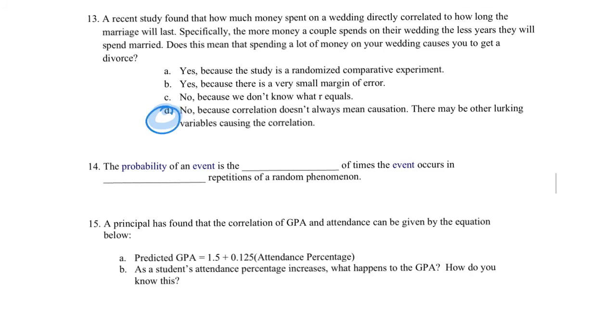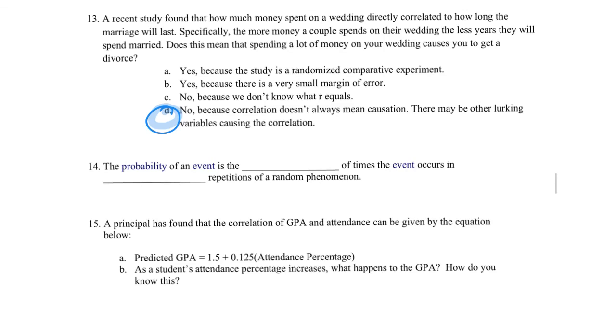No, because correlation doesn't always mean causation. There may be other lurking variables causing the correlation. Just because there's a high correlation showing that people who spend more money on weddings are married a short amount of time, it doesn't mean that if you spend a lot on your wedding, you're not going to stay married long. That's not a direct causation there.